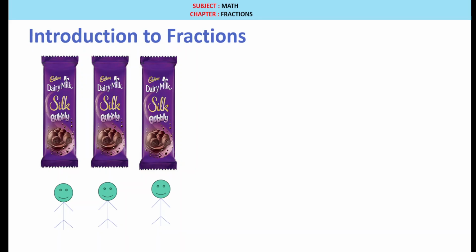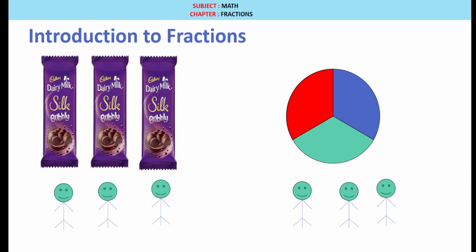See, if there are 3 chocolates and 3 persons, then how will they divide them between themselves? Each one will get 1 chocolate. If there is one cake and they want to divide it among the 3 of them, how will they divide it? Now comes the concept of the fraction. A fraction means something that we are dividing into parts.